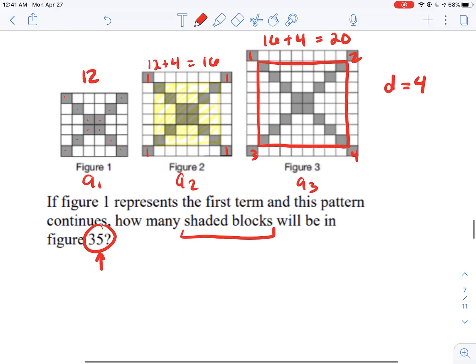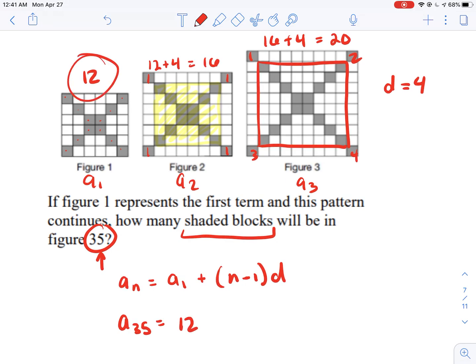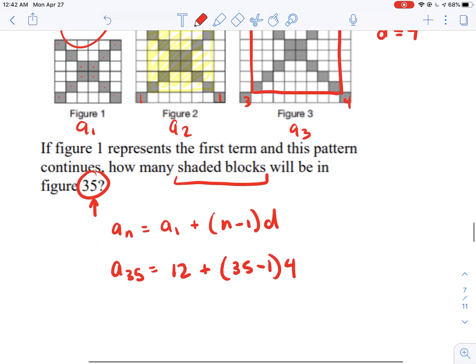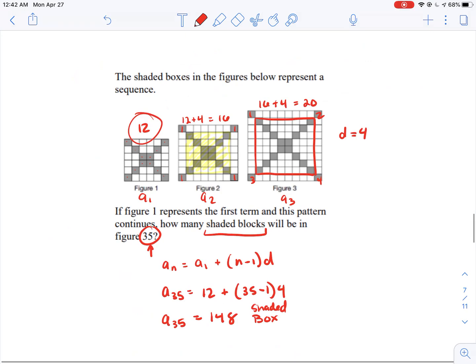So we have our initial, we have our common difference, and we have which term we're trying to find. So we now can plug it into the formula a sub n equals a sub 1 plus n minus 1 d. So what is my n value? That's 35. That's the term I'm looking for. A value's initial is 12, right? Plus n is 35 minus 1, and my common difference is adding a 4 to each. Now, when I type that into my calculator, I get that figure 35 should have 148 shaded boxes. Okay? So that's how we can apply the same thing to visual patterns as well.